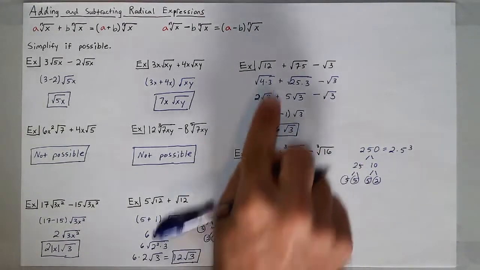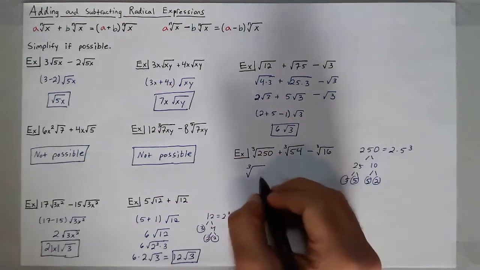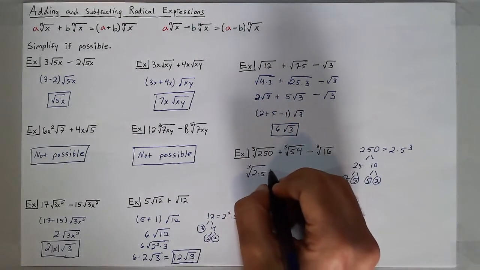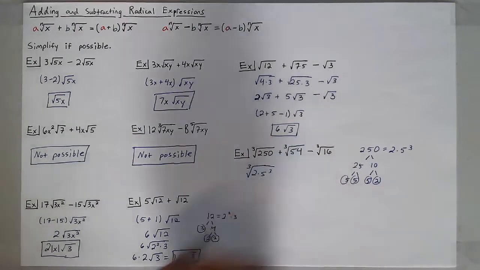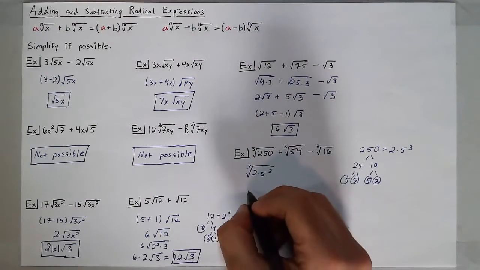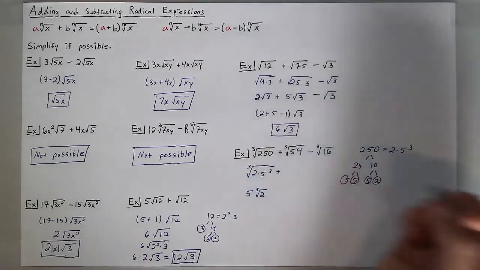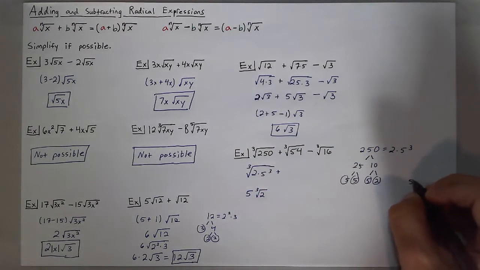I'm doing a very similar thing to what I did in the previous example, looking for perfect cubes, and I happened to have found one. We have 5 cubed within 250, so the cube root of 250 can be written as 5 cube roots of 2. Now 54, we can look at its prime factorization.